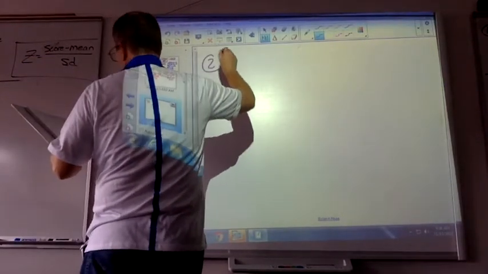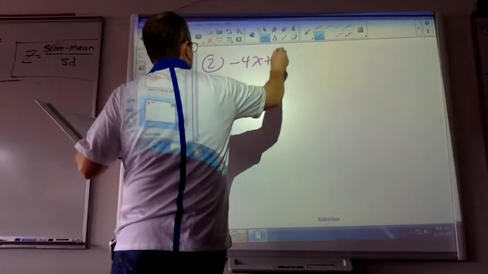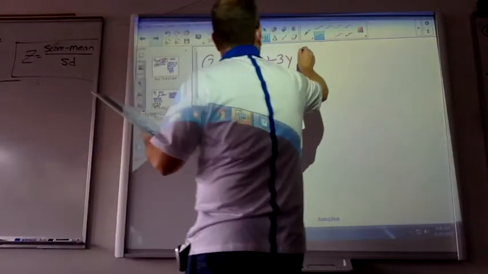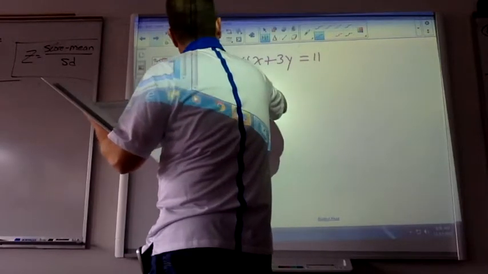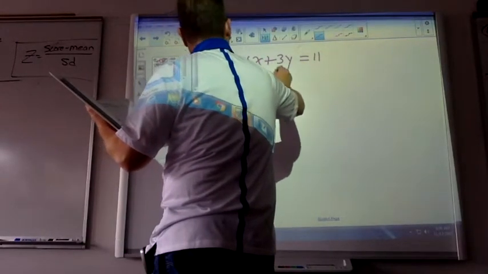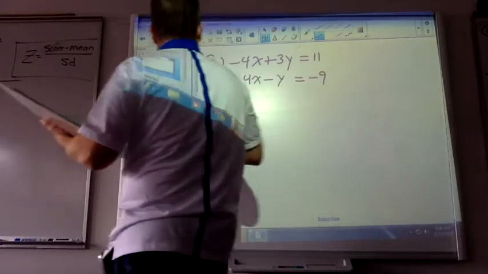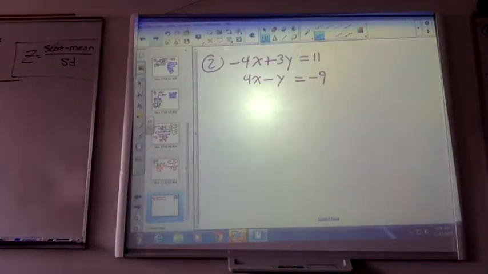So problem number 2, negative 4x plus 3y equals 11. 4x minus y equals negative 9. I want you to try this on your own right now. I want you just to add the two equations together right now and see what happens. See if you can figure it out. This is problem number 2 on page 148. Yeah. You got it.